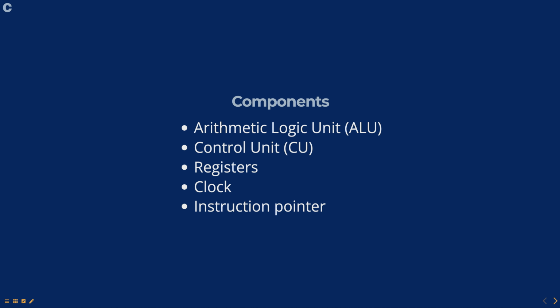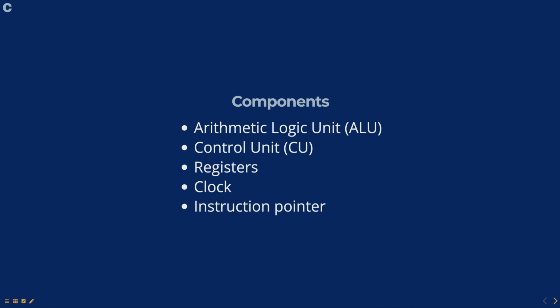Control unit. The CU is responsible for controlling the overall operation of the CPU. It receives instructions from memory, decodes them to determine the operations to be performed, and then sends control signals to the ALU and other components of the CPU to execute the instruction.